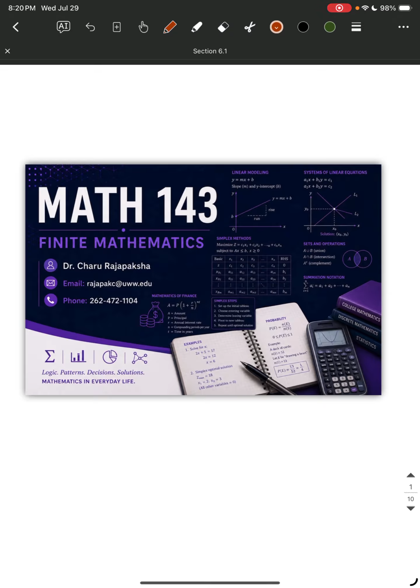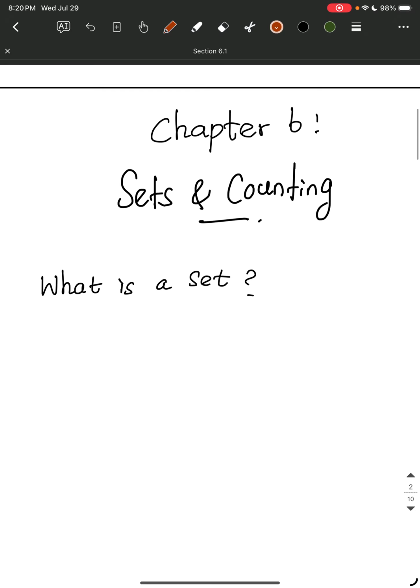use set notations correctly, and write sets using roster notation and set builder notation, determine whether two sets are equal or not, identify the subsets, describe the empty set and universal set, perform union, intersection, and complement operations. Finally, interpret the Venn diagrams. Okay, let's begin with the basic definition.